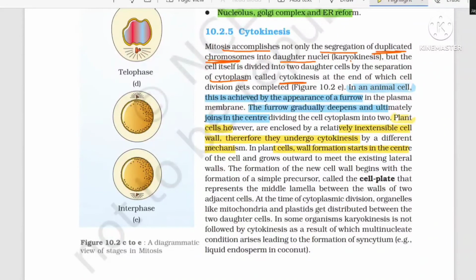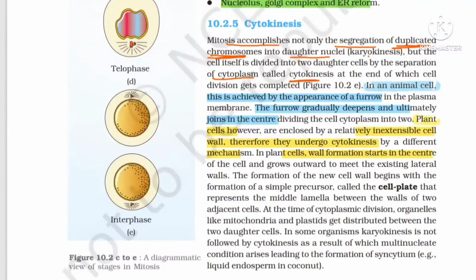Logically, can I say cytokinesis in plant cell is achieved by tubulin protein? Because the remains of spindle fiber is what? Made up of microtubule. Microtubule is what? Tubulin protein. Can I say logically or not?